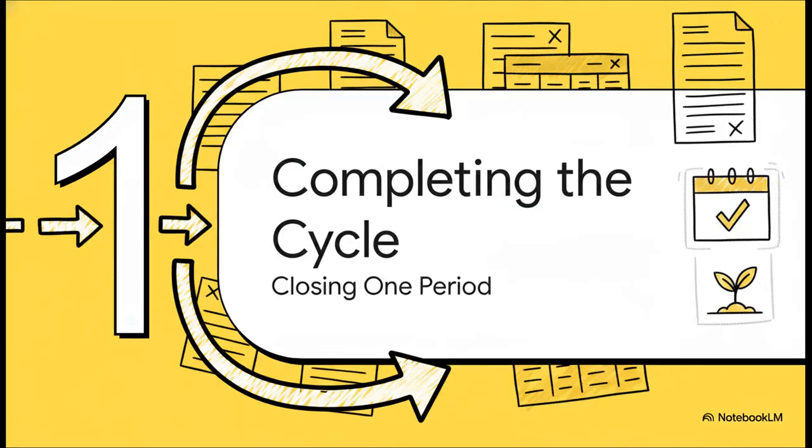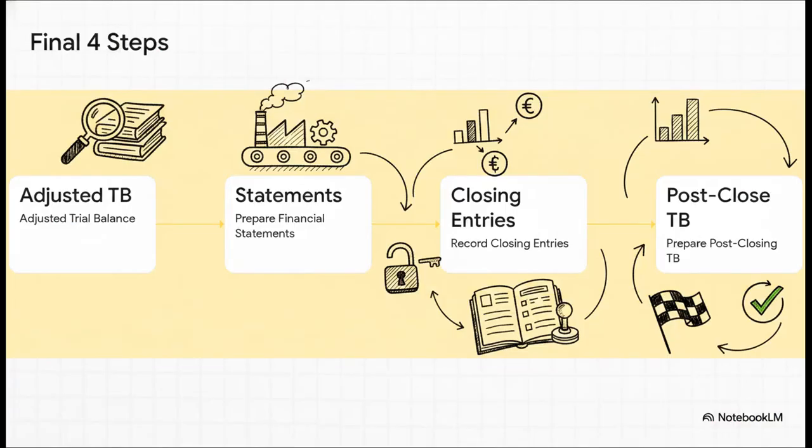All right, starting with part one, completing the accounting cycle, which is all about closing one period and getting ready for the next. Now, this right here is the exact four-step assembly line we're going to use to finish the job. Think of it as your ultimate mental map for month-end or year-end close. We start with step one, getting that adjusted trial balance. Next, we literally manufacture the financial statements. After that, we lock it all down with closing entries. And finally, we verify the whole shebang with a post-closing trial balance. It's a super systematic process.